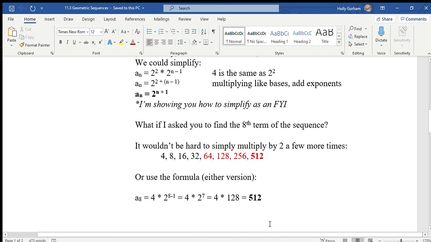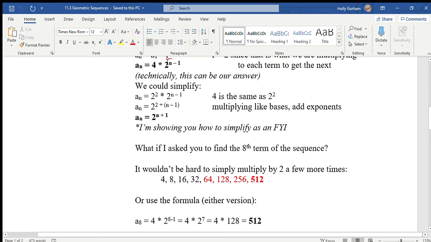But what you could also do is use the formula. You could take 8 and substitute it back in here for this n value, and do 4 times 2 to the 8 minus 1 power, where that's 7. So 4 times 2 to the 7th power would be 4 times 128, which is 512. So whether you decide to just multiply it a few more times or use the formula, you'll get the same answer.